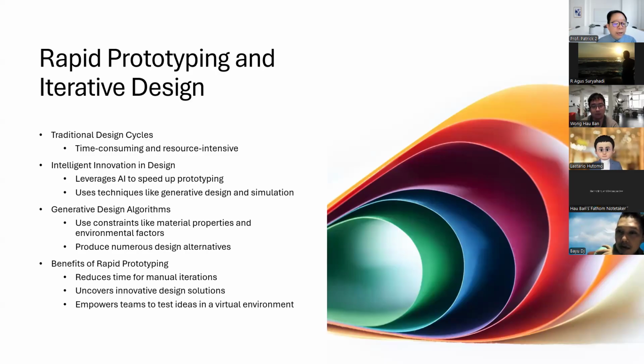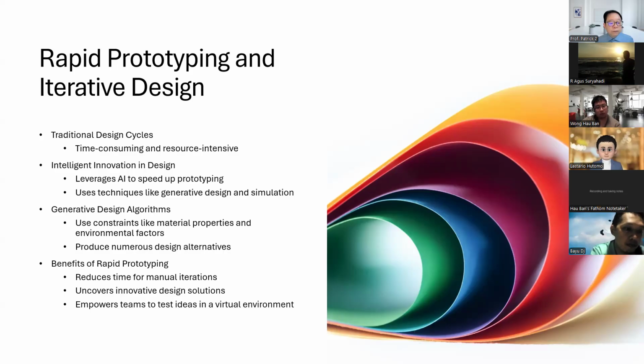The generative design algorithm, what is that? It is where you use constraints. For example, when you develop a product, then you require a different type of material, right? So you are able to use constraints like material properties and environment factors for them to generate different types of design. Then you are able to give different types of design alternative choices.